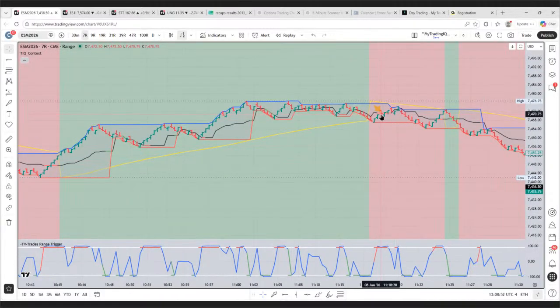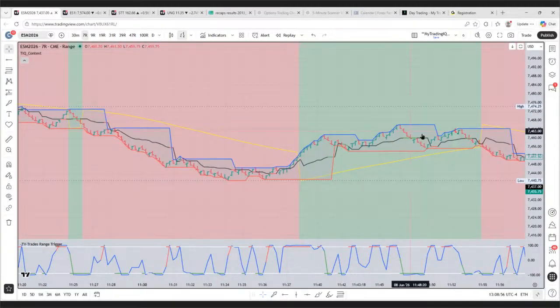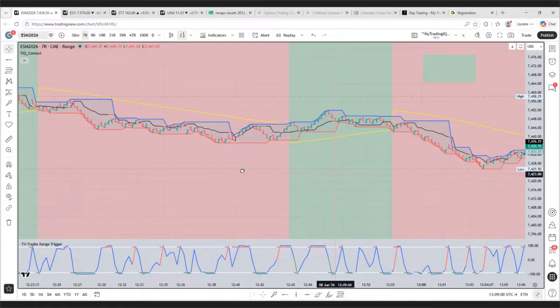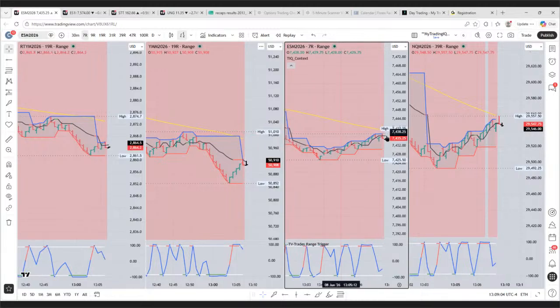Oh, here was the stop out right here. I wrote down that we ended up with 7, but we actually ended up better than that. There was a lot of movement here during the break. All right, and that was the ES.